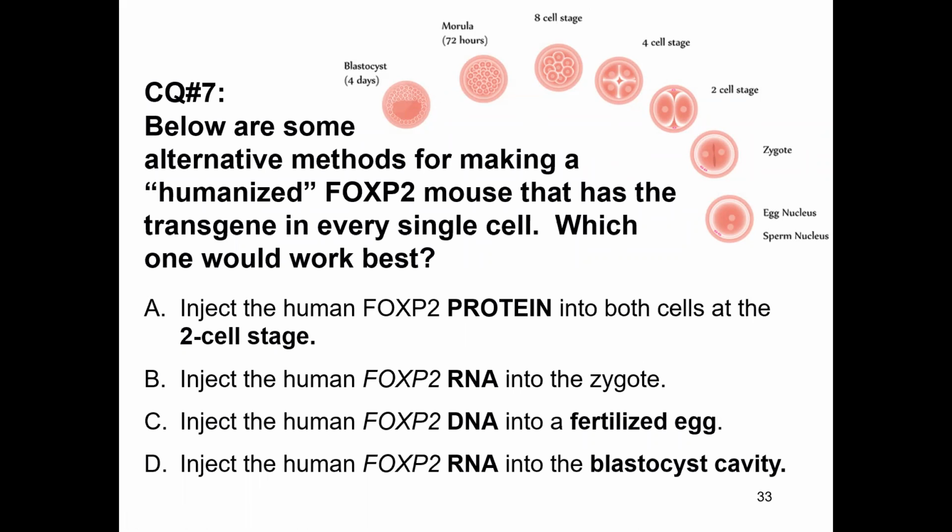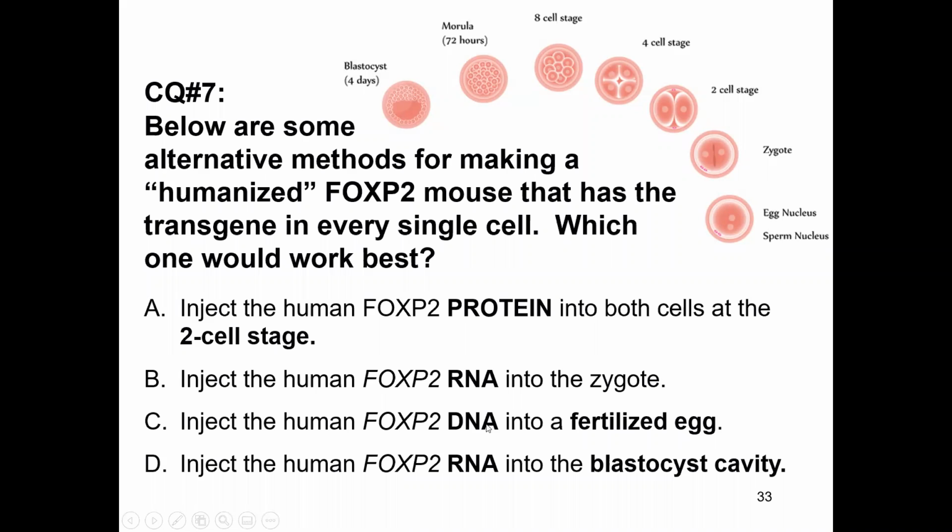So, because it specifies that we want this transgene to go into every single cell, we need to hit it back before the cells have started to divide. Because trying to get it injected into one cell is hard enough. If you try to inject it into multiple cells, you're not going to get them all. It is not going to work. So you want to do it early on.